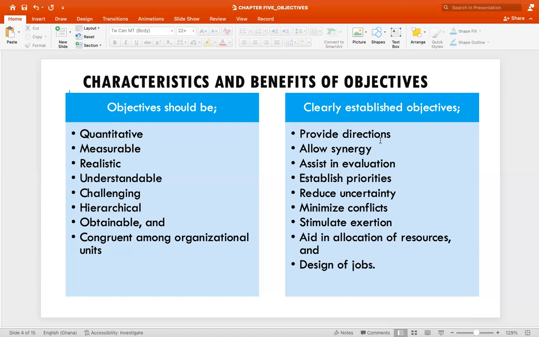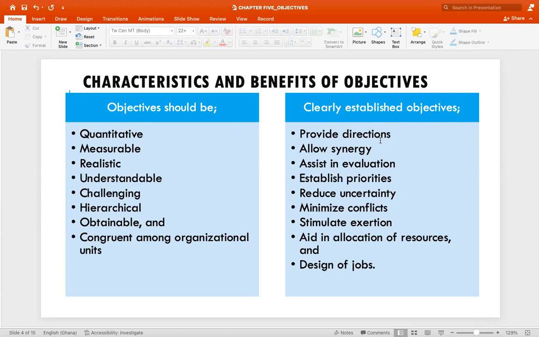Then stimulates exertion. So I said earlier that objectives have this motivational effect. I don't know whether you've been setting objectives or targets for yourself. For example, if you have the target of getting, say, an A in this course, then the way you will study may be different from somebody who doesn't really care, who just wants to pass the course. Because once you have an aim or a target, there is this desire and urge to work hard in order to achieve the objective or target that you've set for yourself.